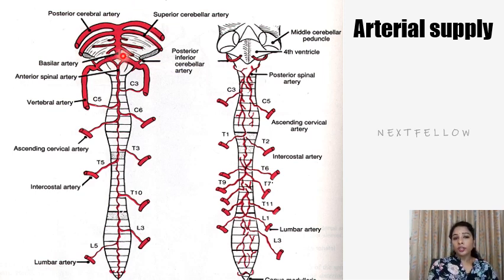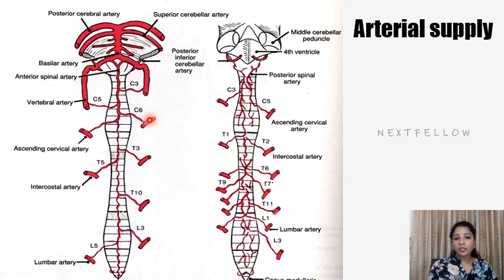So before joining to form the basilar artery, we can see the anterior spinal arteries are given off from the vertebral arteries, and the right and left anterior spinal arteries join to form a single large artery, called the anterior spinal artery, which supplies the anterior two-thirds of the spinal cord. And this anterior spinal artery is not enough to supply the whole length of the spinal cord.